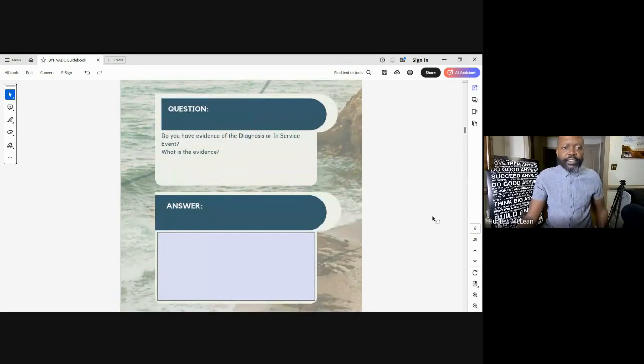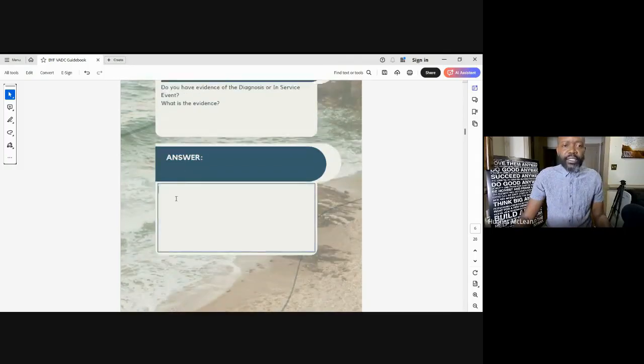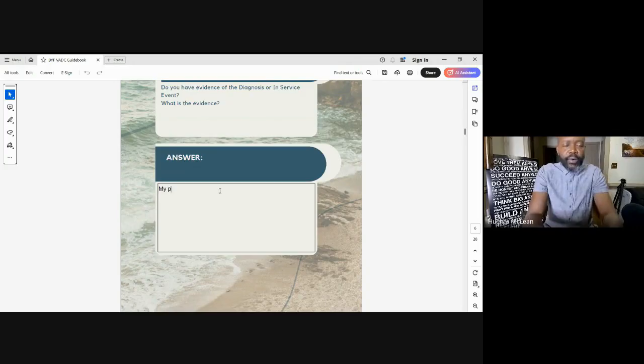Next question. Do you have evidence of the diagnosis or in-service event? And what is the evidence? In this case, when it comes to contamination or exposure, you would just need records showing that you were at that base during that time period. My personnel file will show that I was in that area during that time period.